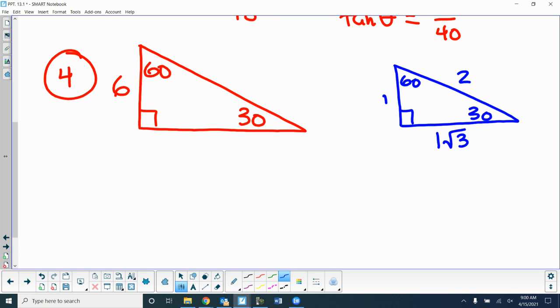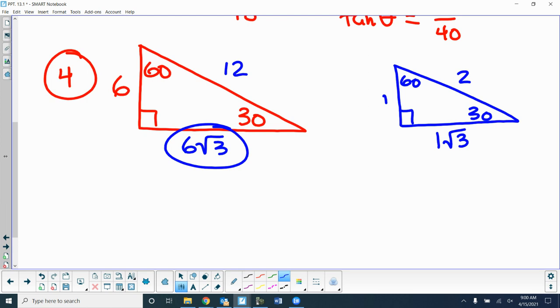So, if this is a 6, what's the hypotenuse? 12. And what's the long leg? 6 radical 3. And that's what it was asking for, I think, for number 4, wasn't it? That's how I would do it. Okay?